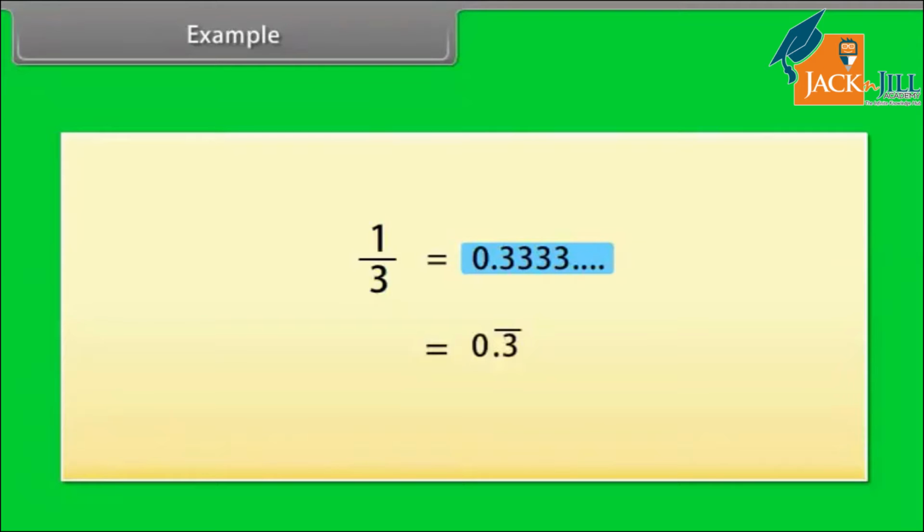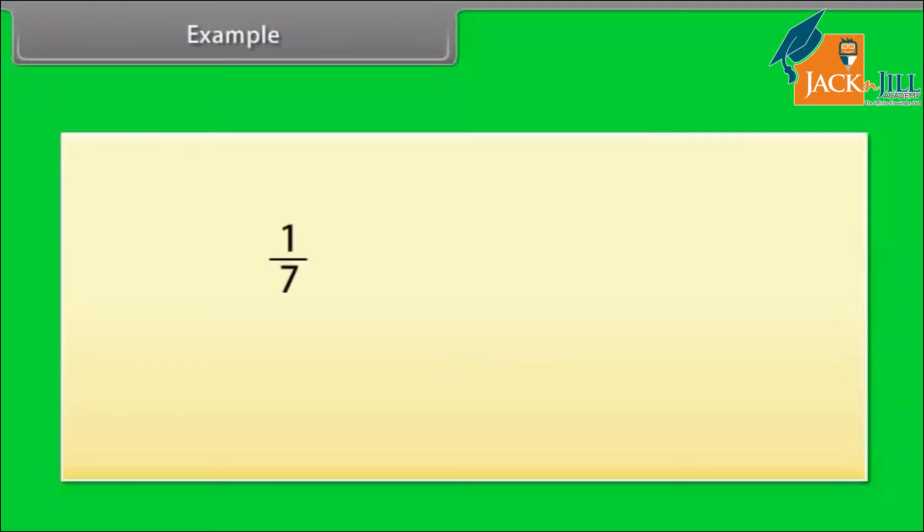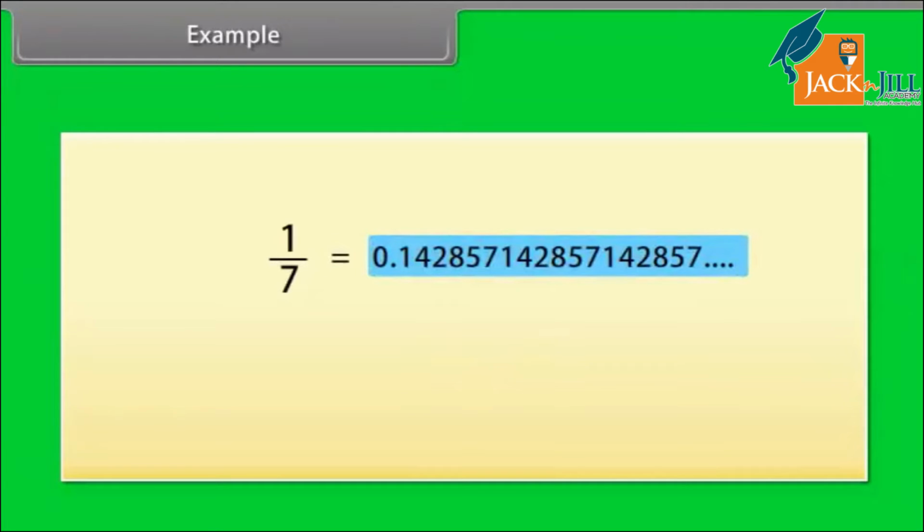Let's take another example. The decimal expansion of 1 by 7 is 0.142857, 1, 4, 2, 8, 5, 7, and so on. Here 1, 4, 2, 8, 5, 7 is repeating. So we can write it as 0.142857 bar.